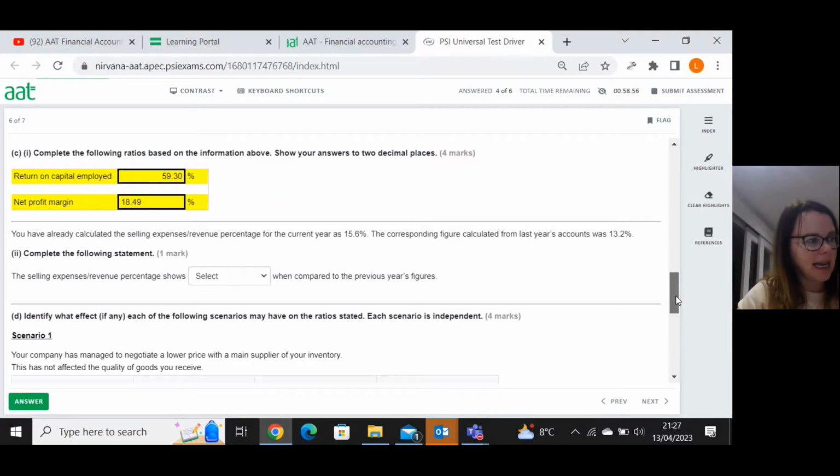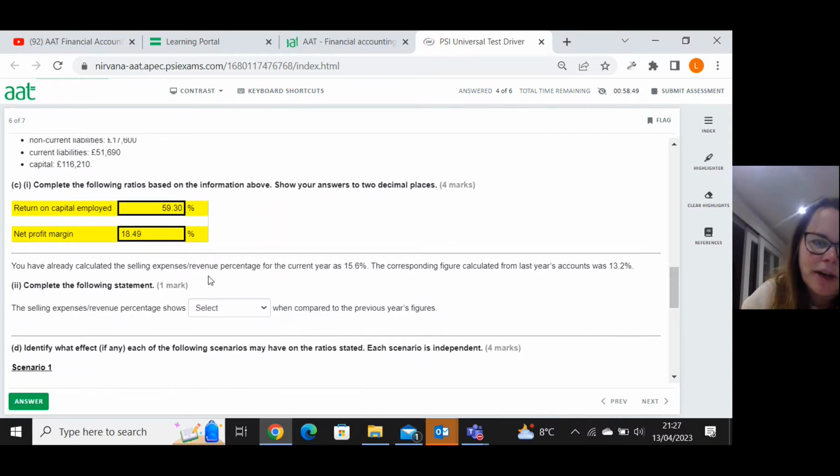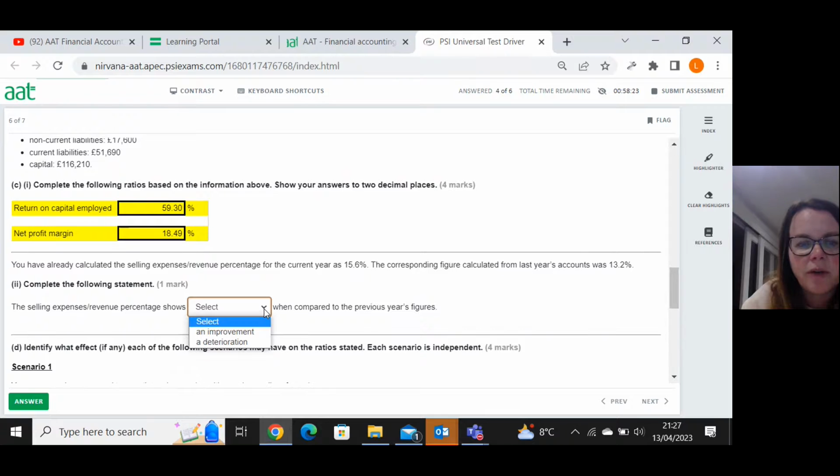You have already calculated the selling expenses divided by revenue as 15.6%. So that means our selling expenses are 15.6% of our sales. The corresponding figure for last year was 13.2. So we're now spending a higher proportion on selling expenses than in the previous year. So the selling expenses to revenue percentage shows it's got worse. We don't want to be spending a higher proportion. So a deterioration when compared to the previous year.